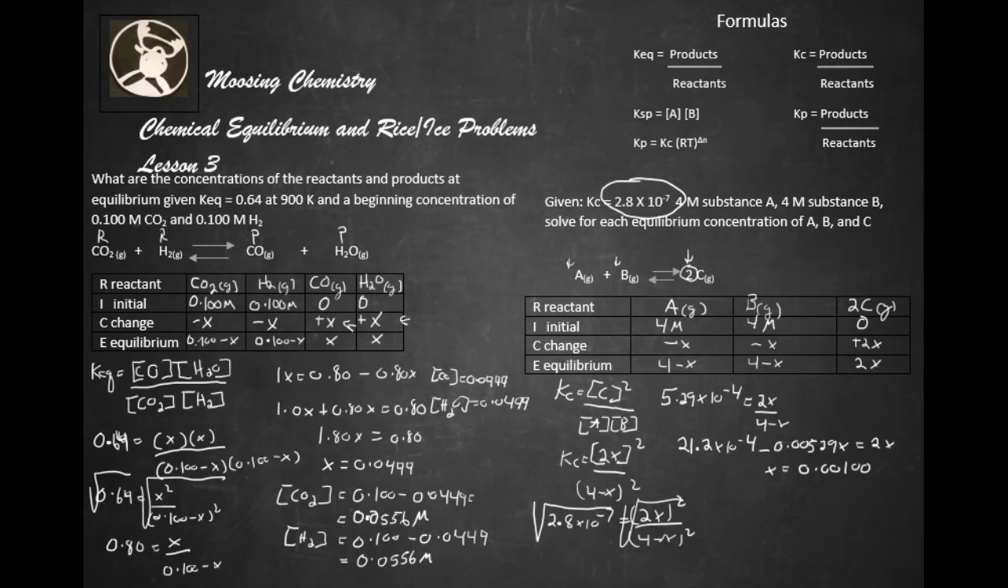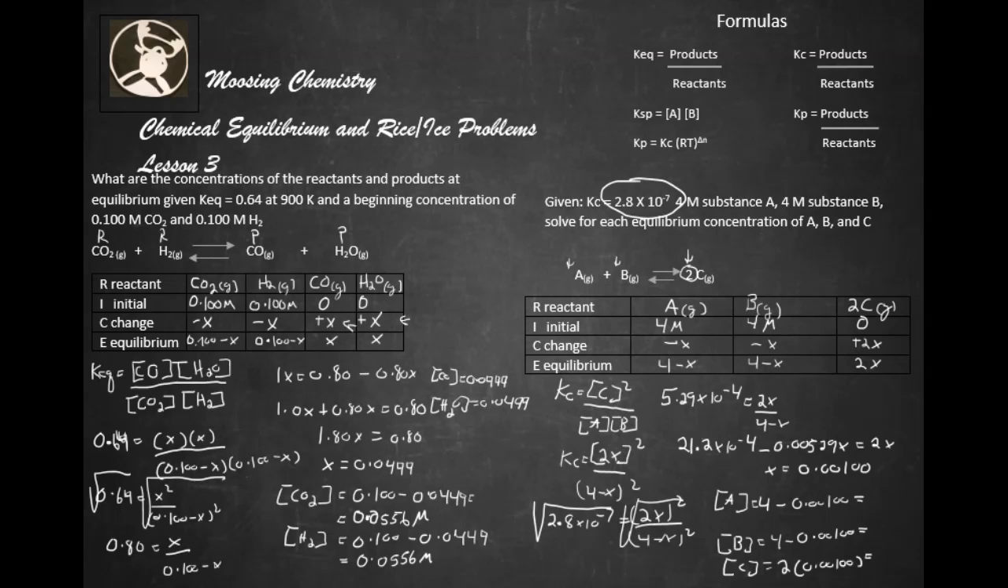So all we have to do now is plug this x back into the x's where the equilibrium is. So we'll do A first. A will be equal to 4 minus 0.00100. B will be the same thing. B will be 4 minus 0.00100. And C will equal 2 times 0.00100.